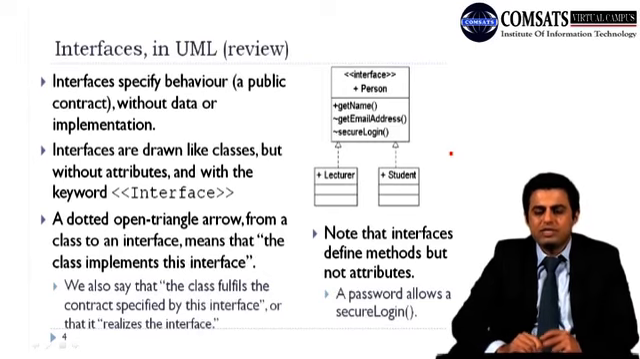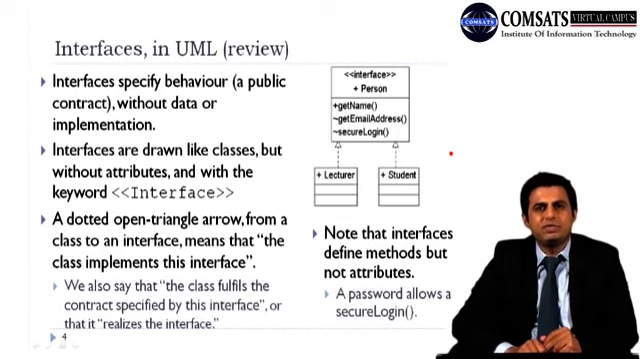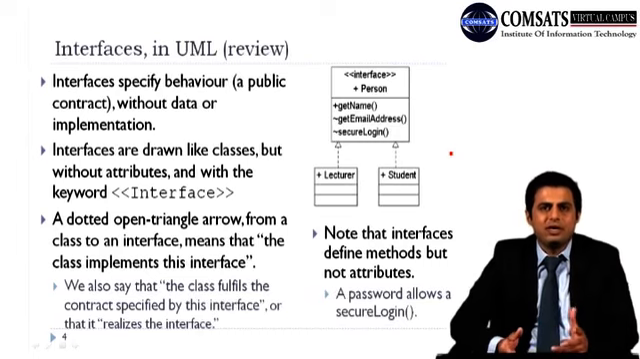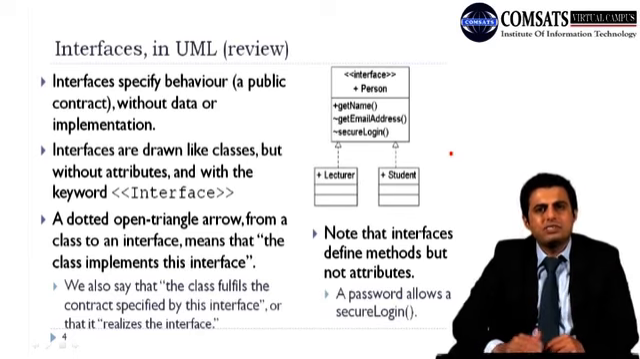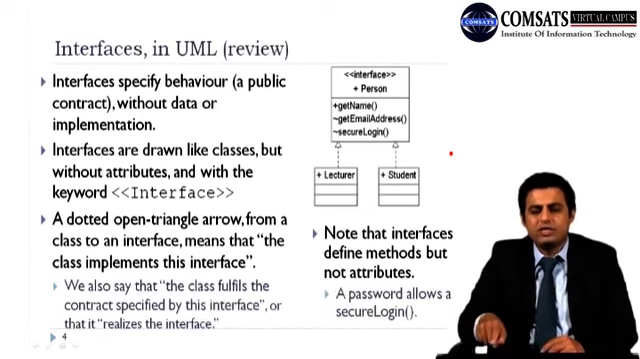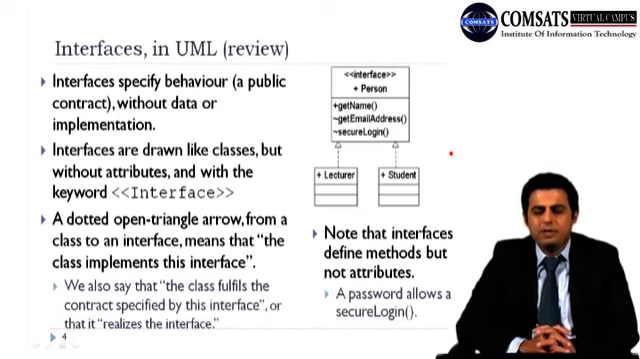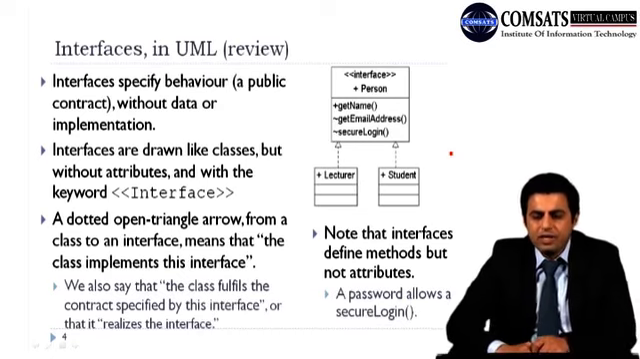And you should also note that interfaces define methods but not attributes. Now why are attributes not added in the interface? Because an interface is a contract, and there are only methods included in it which you want to implement in the classes which are going to implement this particular interface. Attributes could be their own, like the classes student and lecturer can have their own attributes, but they are going to have these certain methods.